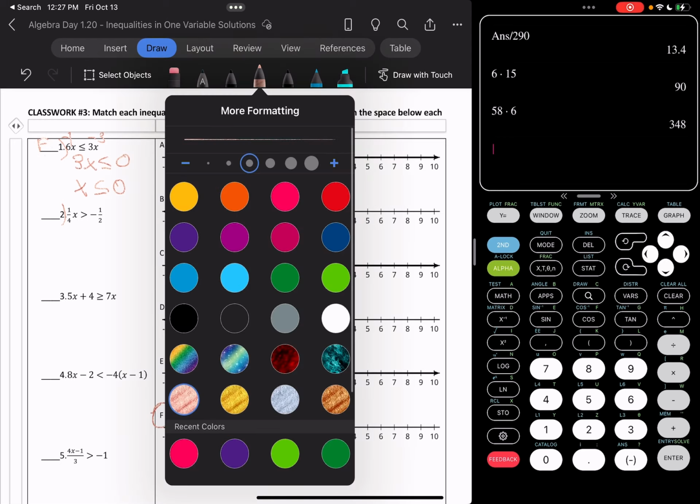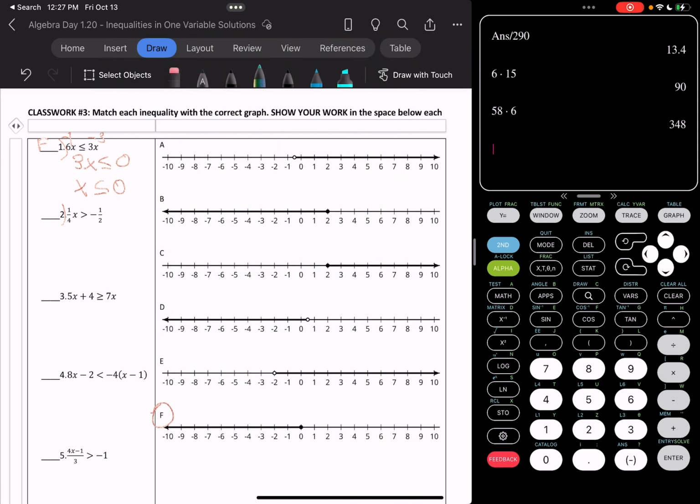This color is terrible. Let's choose a brighter, shinier color. All right. 1/4 x is greater than or equal to negative 1/2. If we multiply both sides by 4, I can then do 4 over 4 is 1. So we're left with x is greater than. We end up with 4 over 2, which is negative 2. And so we're looking for where x is greater than negative 2. So open circle, negative 2, that's going to be E.